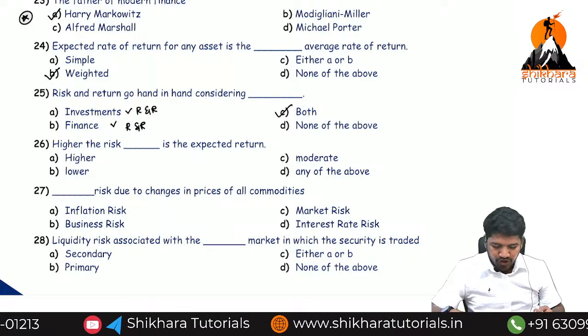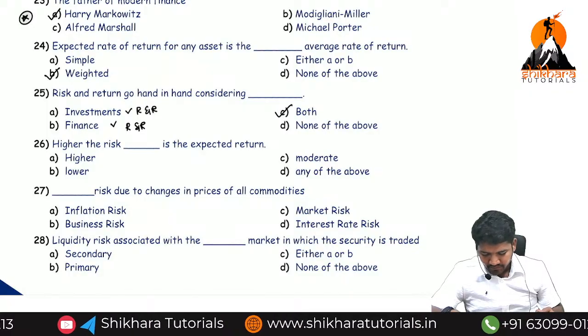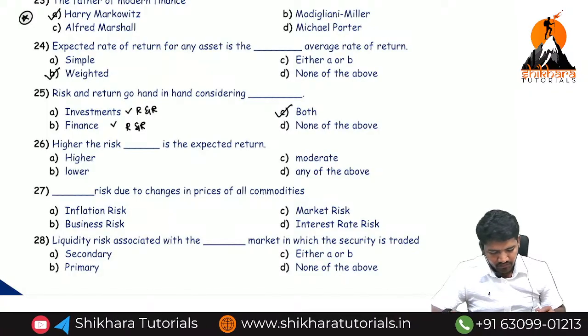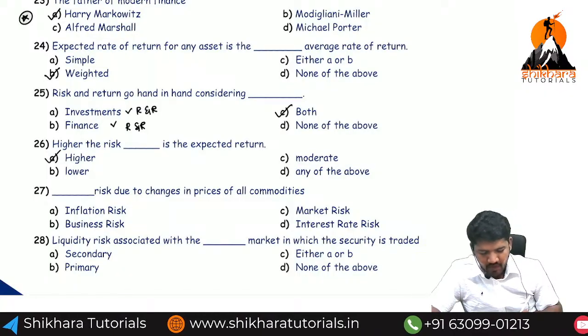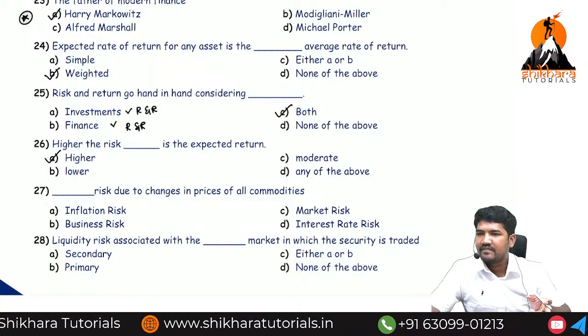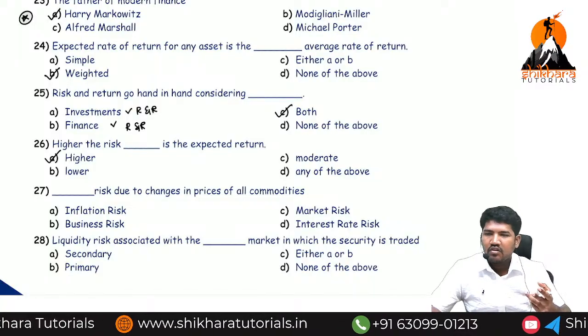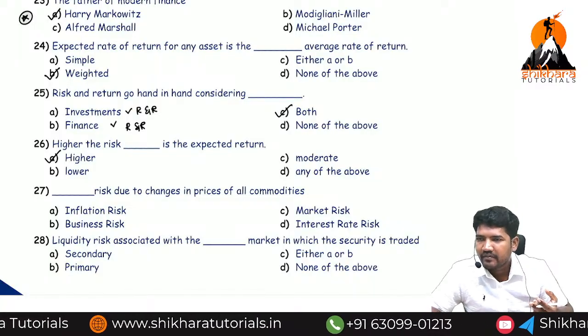When it comes to MCQ number 26, higher the risk, dash is the expected return. Why? Because they are directly related. I think the key is wrong. Rectify after getting the material.